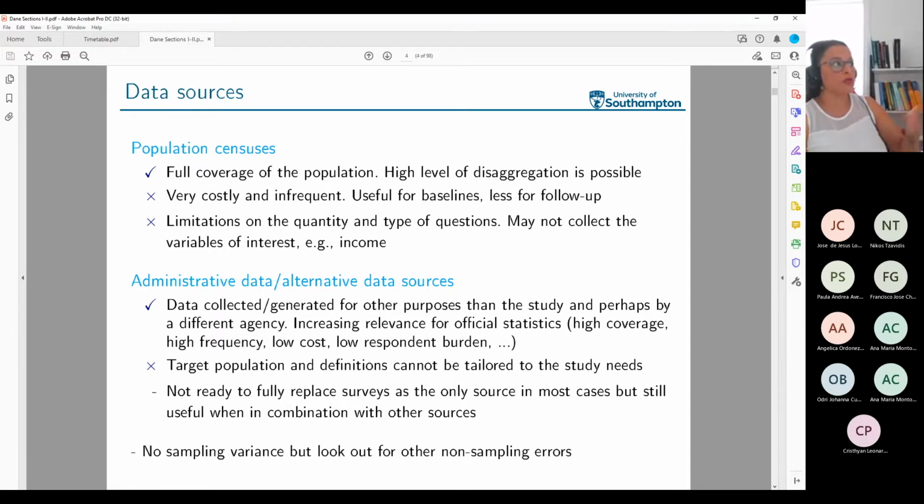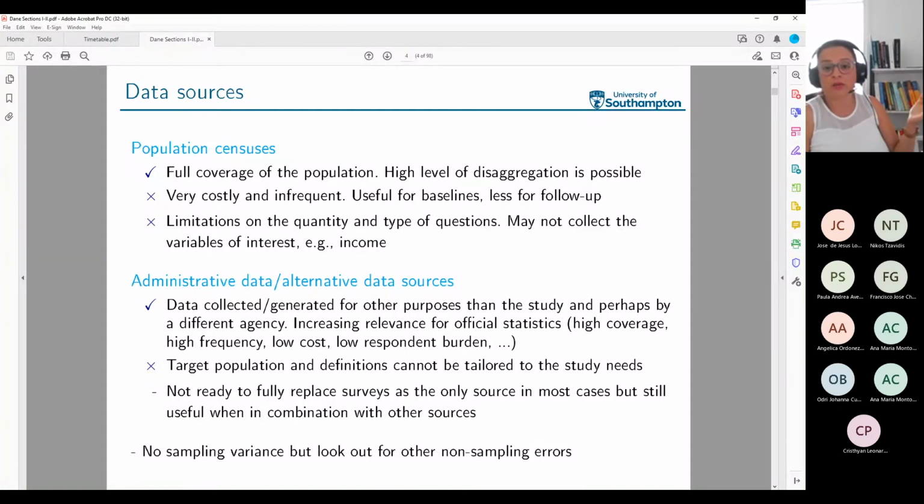The last thing about these two types of data sources, censuses and administrative data, is that we say that they're great because they don't have sampling variance, but that doesn't mean that they don't have many other errors. So the theory of dealing with these things, those of you that are working currently with administrative data would know it.